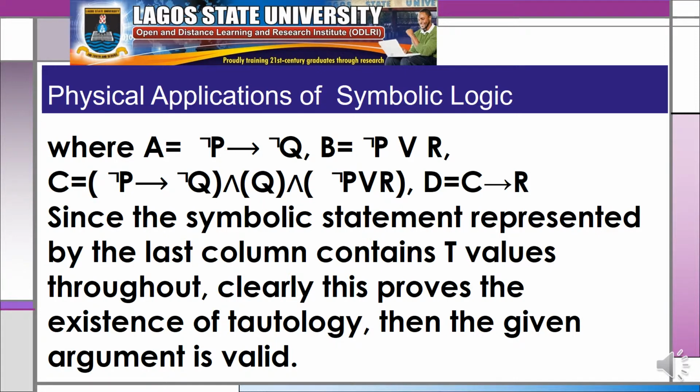Where A, as I said before, stands for not P implies not Q, B stands for not P or R, C stands for not P implies not Q, and Q and not P or R, and D is C implies R. Since the symbolic statement represented by the last column contains T values throughout, clearly this proves that the existence of tautology is achieved and the given argument is valid.